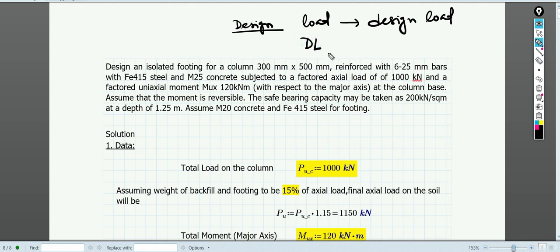Suppose LDL, this is a dead load, I say dead load D. That means this is a design load. Design load will be how much? It is equal to 1.5 of the working load, right? Whatever load is actually coming, that is multiplied with 1.5 to get the design load.